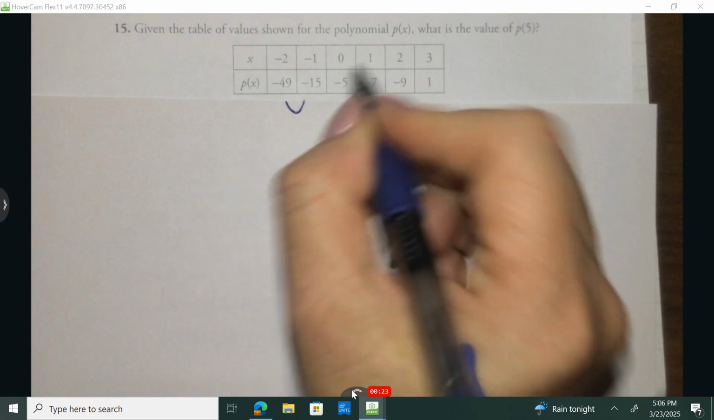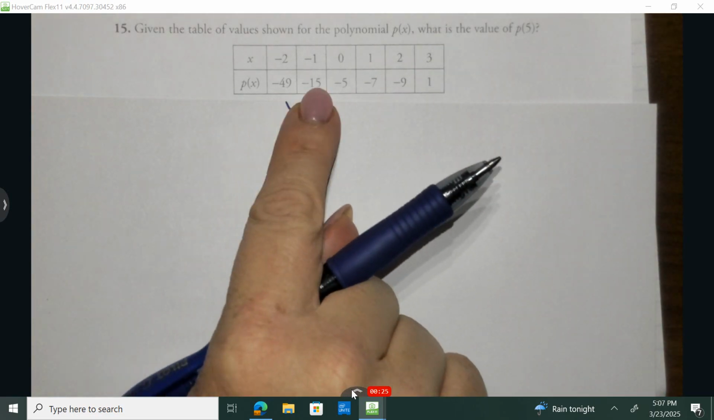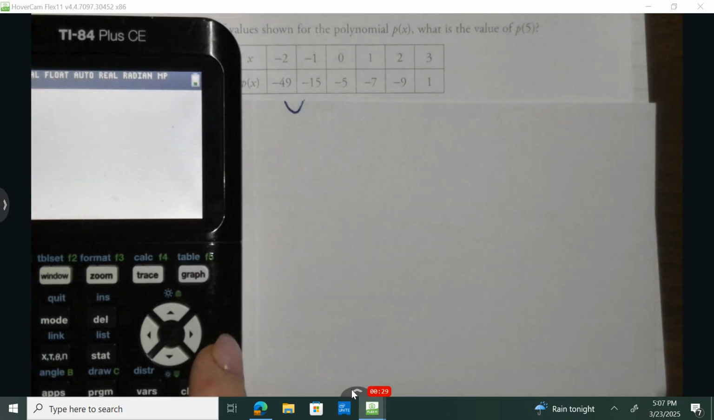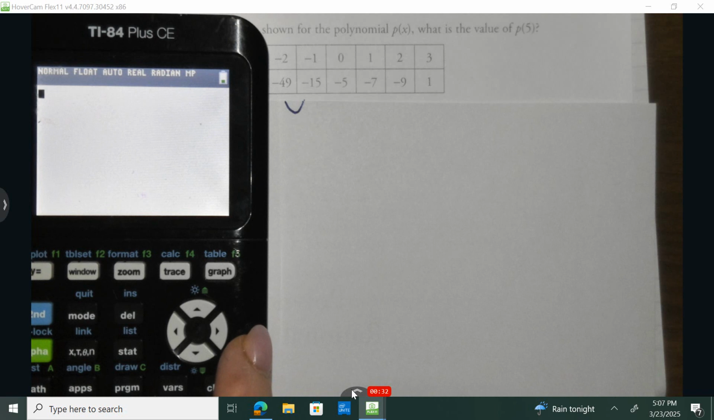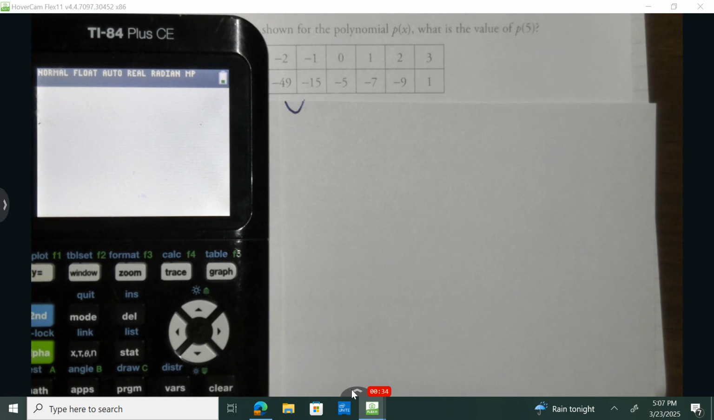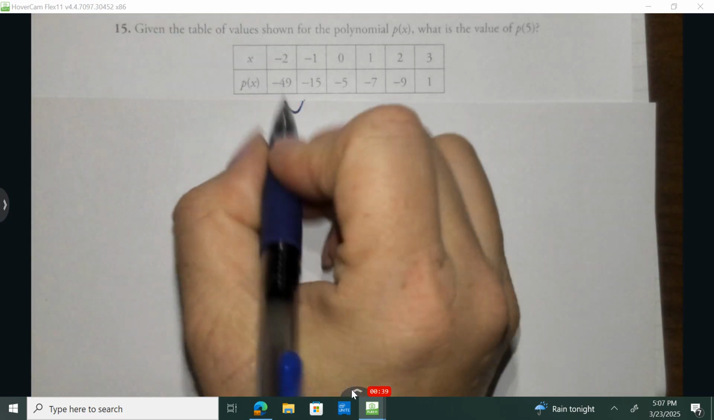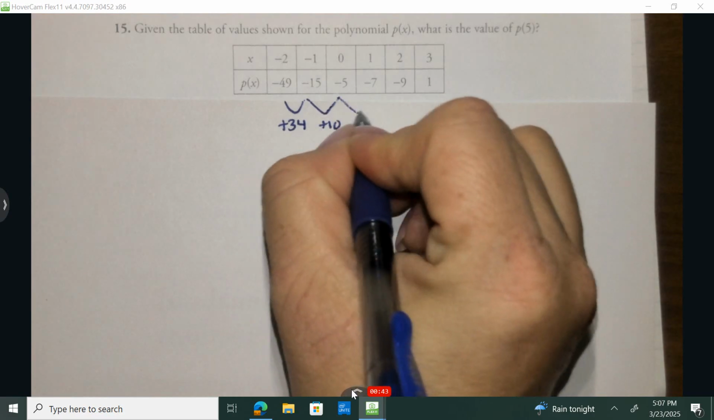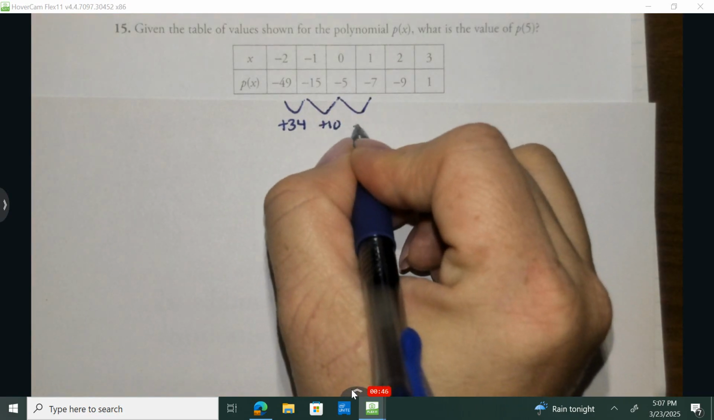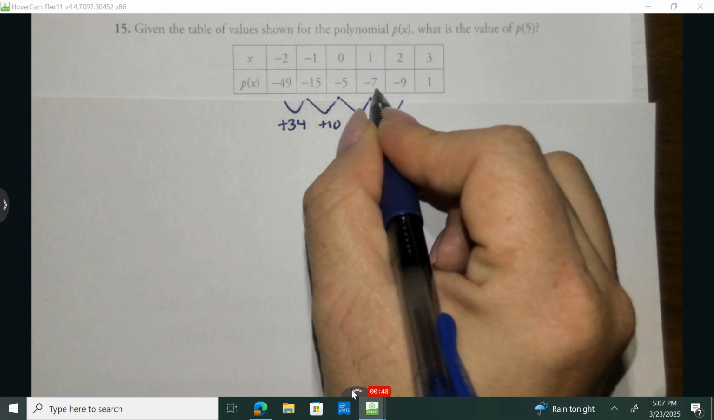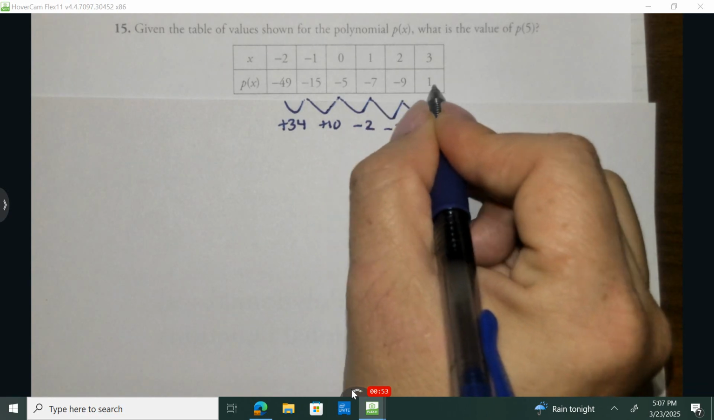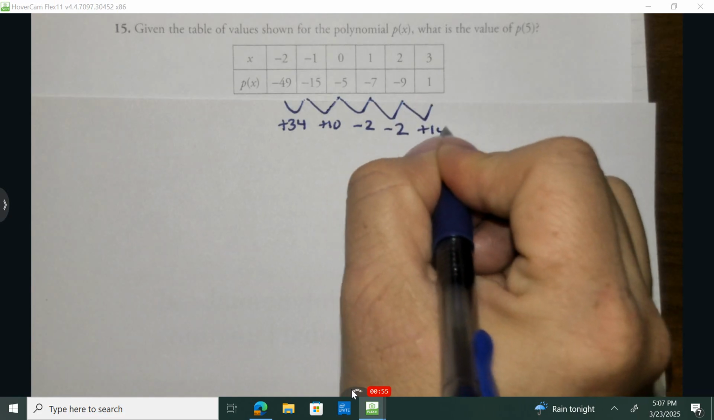I'm going to go ahead here and notice that as we go in this direction, the numbers are going up. So negative 49 is more to the left on the real number line than negative 15. I'm just going to do a simple subtraction here. So we're going up 34. This is a plus 34. Now I need to be neat here. This is a plus 10. Now I went back down 2, and then down 2 more, and then the difference from negative 9 all the way up to a positive 1 is a plus 10.